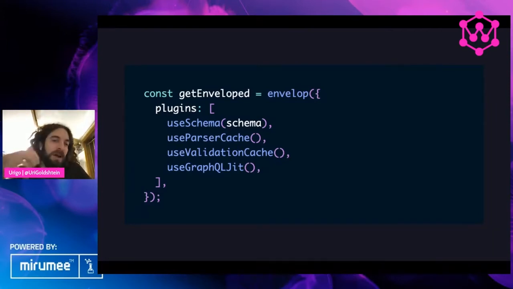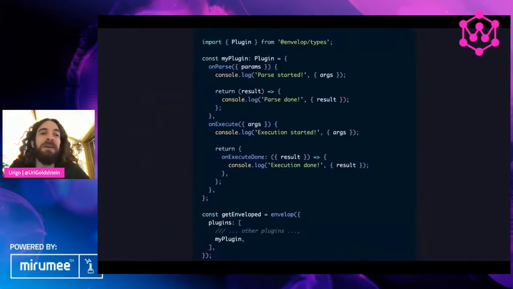Use schema is just how you pass that schema, and it doesn't matter how you created it, so you get the flexibility. Use parser cache, use validation cache, and use GraphQL JIT are basically many different forms of automatically caching all kinds of parts of your GraphQL execution and process. So just by doing these 4 lines of code, you got an extremely performant server. So for the user, it's extremely easy. For the developer, it's extremely easy. But for the person that writes these plugins, you get extreme power. You can hook in before, on parse, on execute. You have a lot of power to do that.